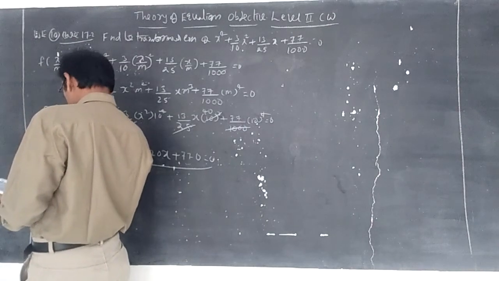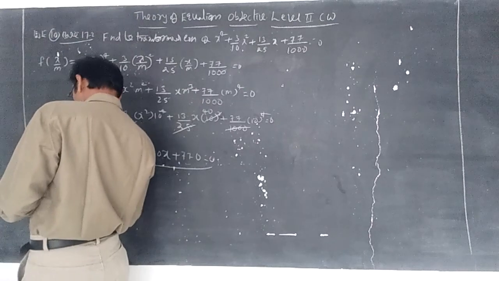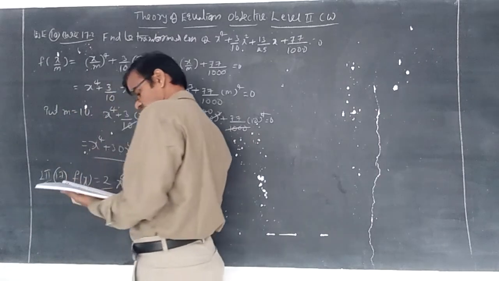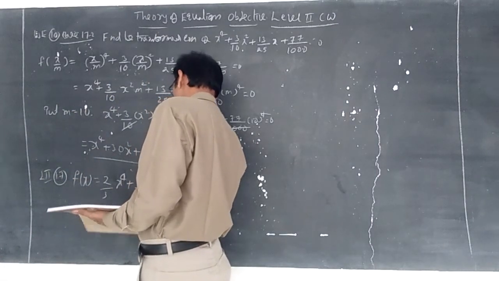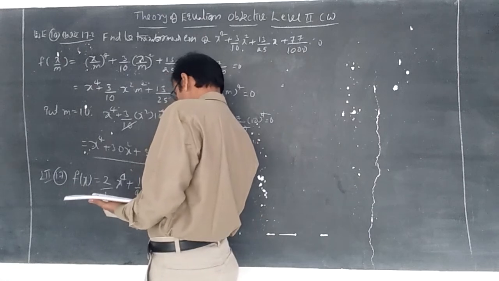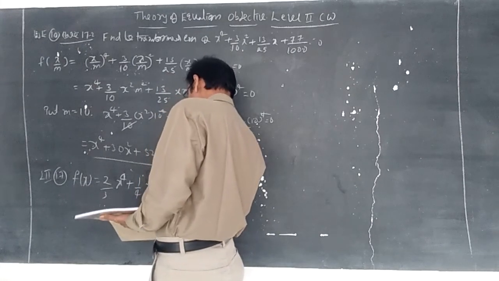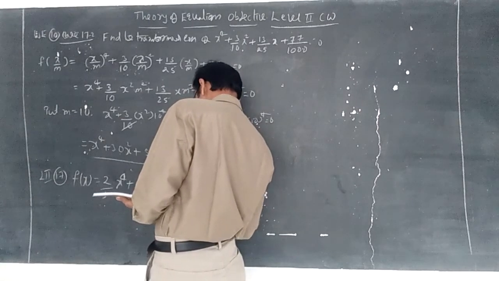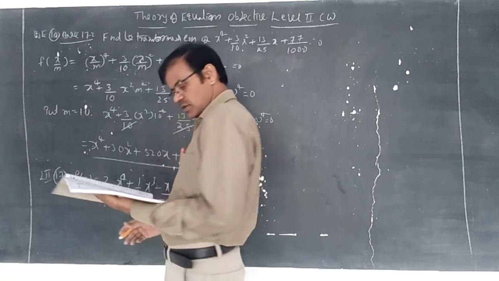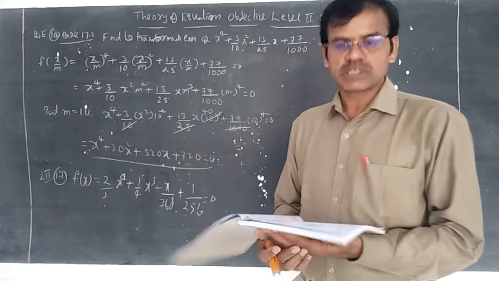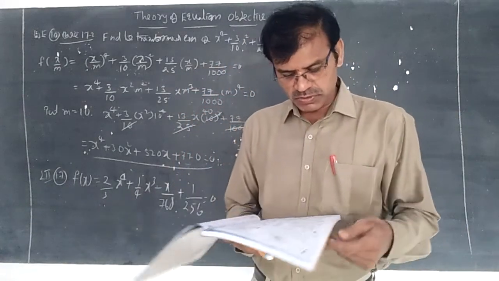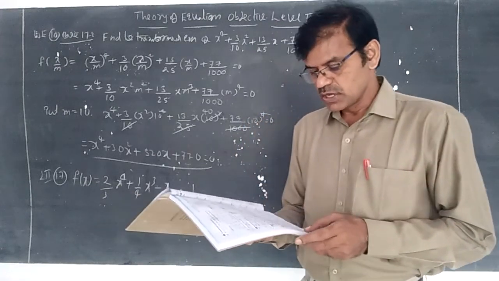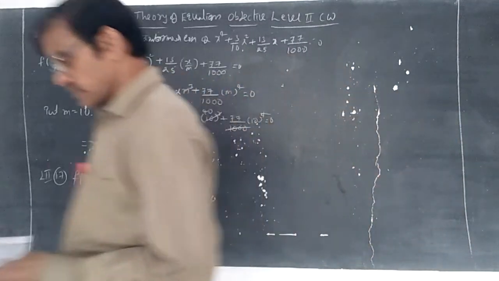The transformed equation of f of x is written here as 2 by 3 x power 4 plus 1 by 4 x cube minus x by 768 plus 1 by 256 equal to 0. Find the transformed equation of 2 by 3 x power 4 plus 1 by 4 x cube minus x by 768 plus 1 by 256 equal to 0 with integral coefficients and unity for the coefficient of the first term.